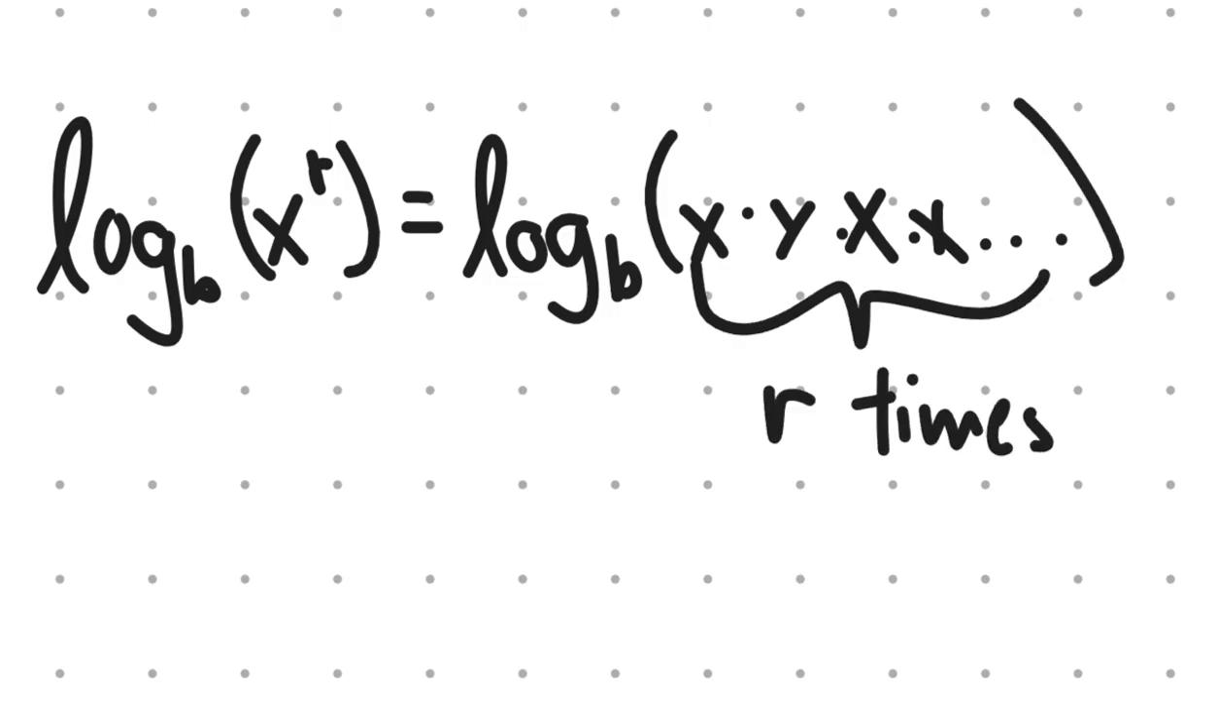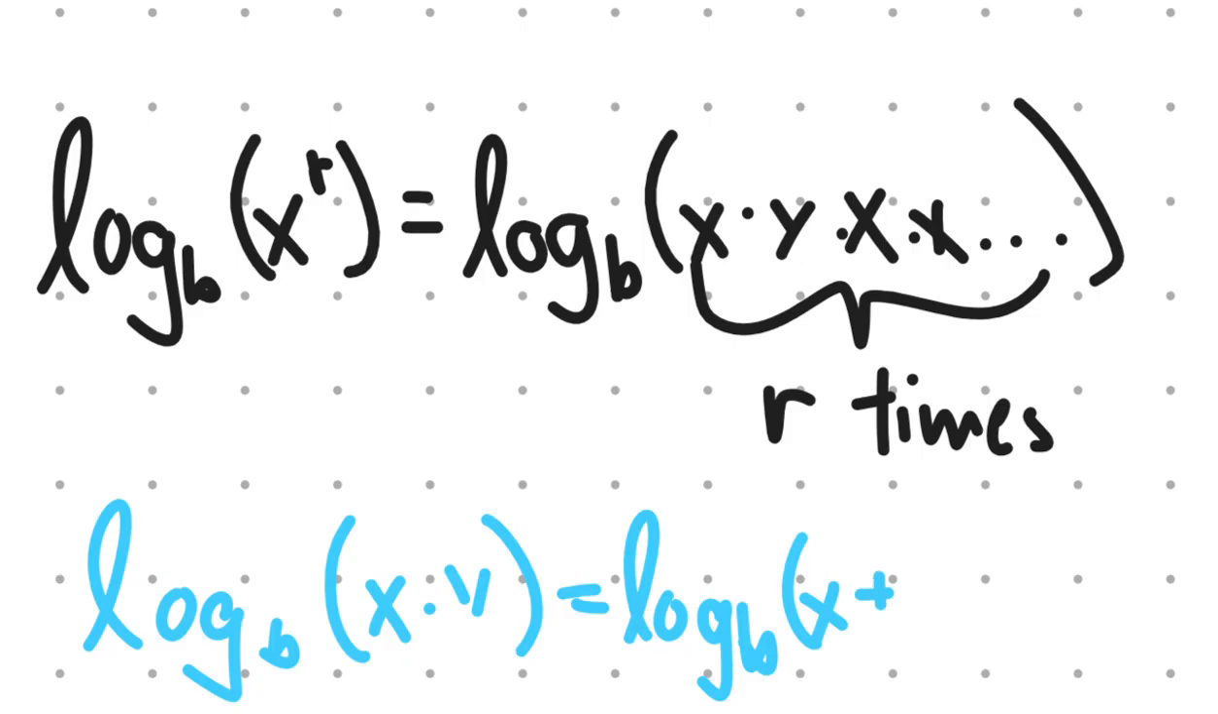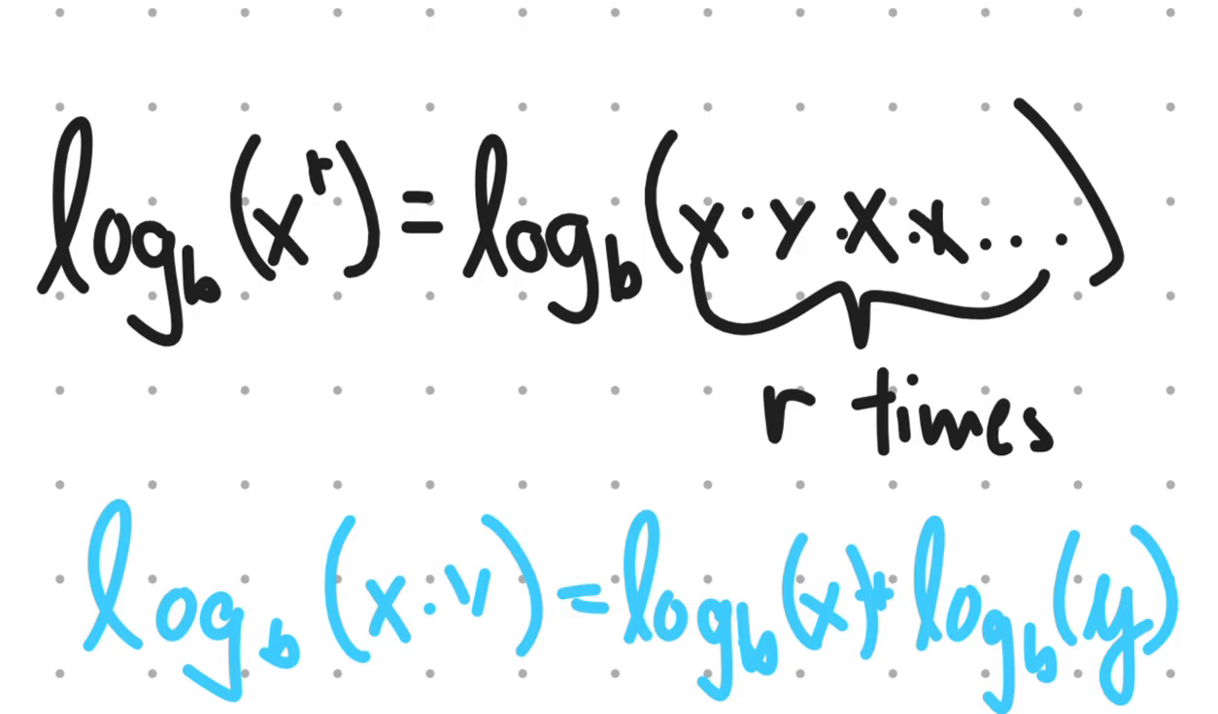Since we have this r times, what would it mean? Now, to go on and continue this proof, we would have to use the rule for multiplication inside the logarithm, which I have already proven in another video. Look at the video, please. It states that the logarithm base b of x times y is just equal to the logarithm base b of x plus the logarithm base b of y. So it's a sum of those two logarithms.